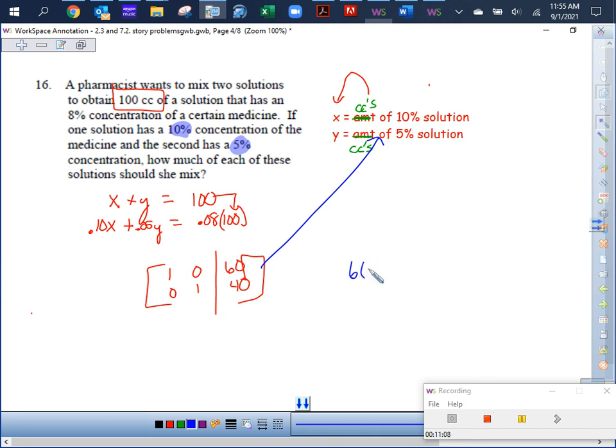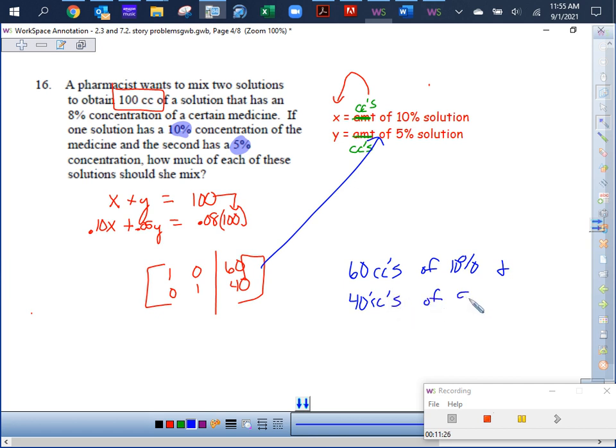60 what? cc's of 10% solution. You don't have to write the word solution. 60 cc's of the 10% and 40 cc's of the 5%.